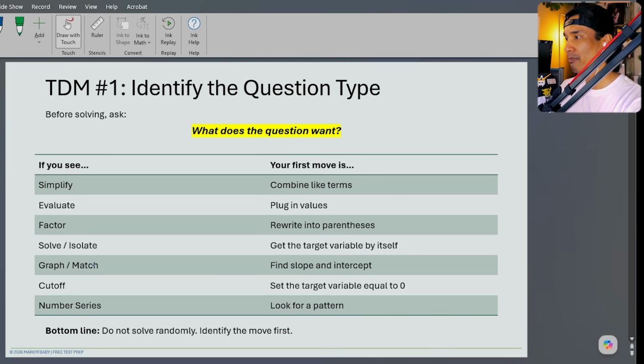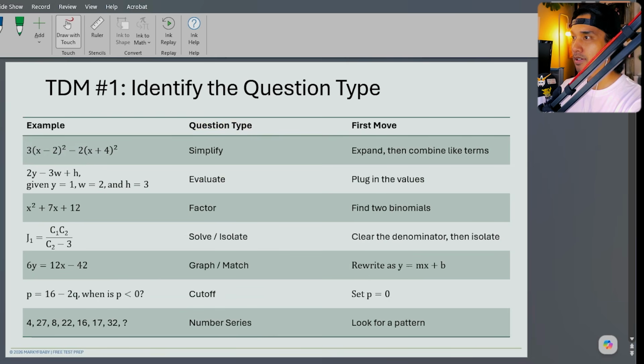If you see graph match, find slope and intercept. If you see cutoff, set the target variable equal to 0. If you see number series, look for the pattern. Bottom line is do not solve randomly. Identify the move first. Next slide, I have examples.